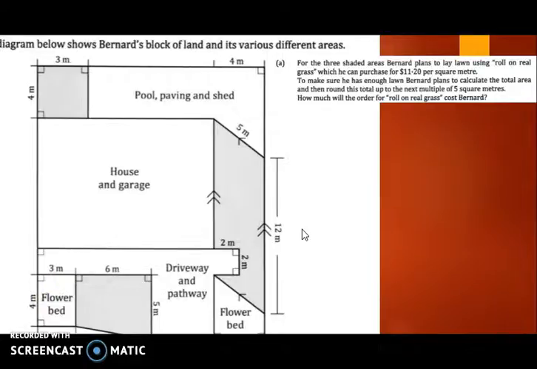So we need to calculate the area of each shaded area. First off, the top left-hand corner, 4 meters by 3 meters, so that whole area is 12 meters squared.